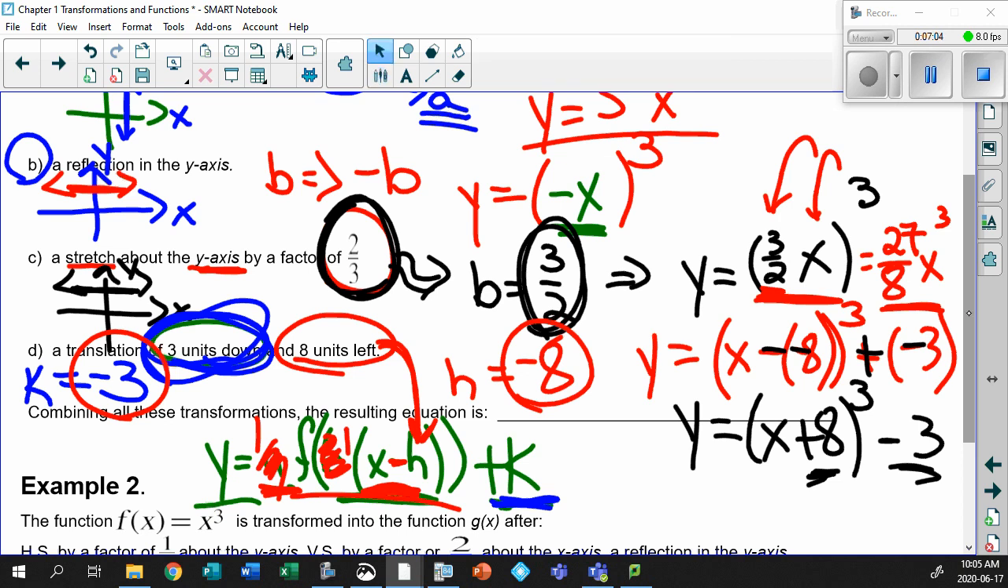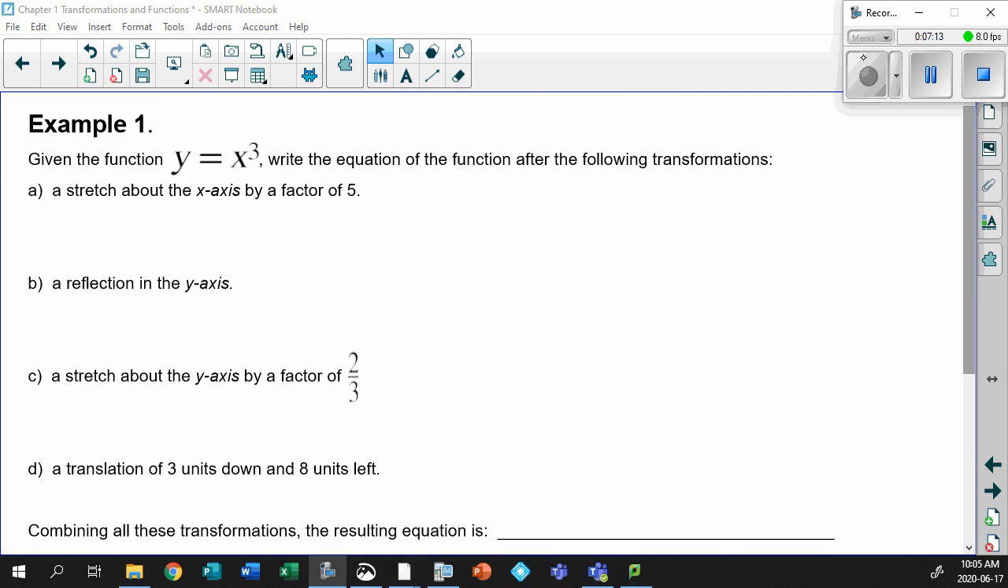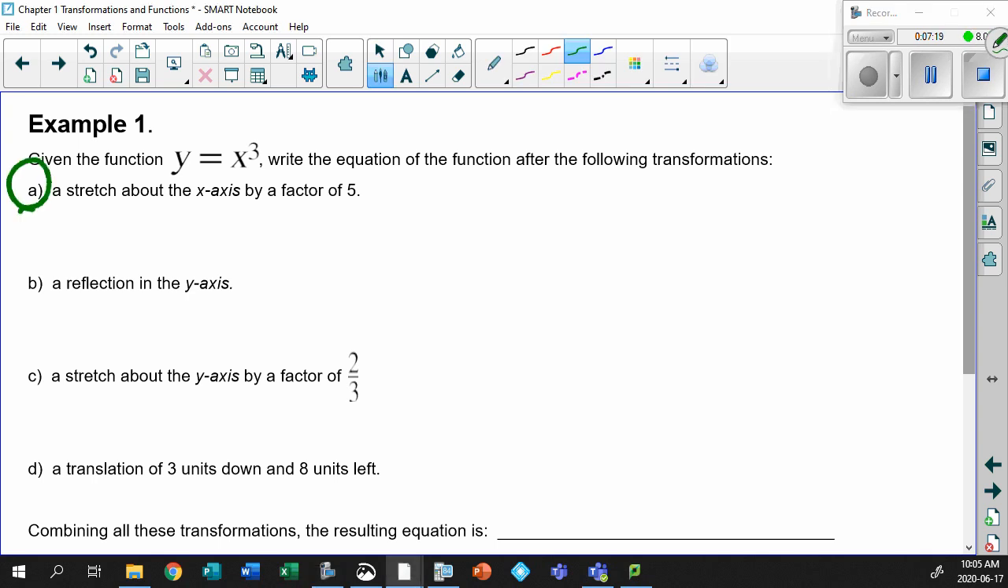Now, what I really want to do here is put all of these numbers together. So hold on, I'm going to erase everything and put them all together. Now, the best way of doing this is looking at every single thing that we had. Let's go back to A, right? Here's a stretch about the x-axis. Okay, so there's our x-axis. We know it was a vertical, so this is the A value. So we know that the A value equals 5.